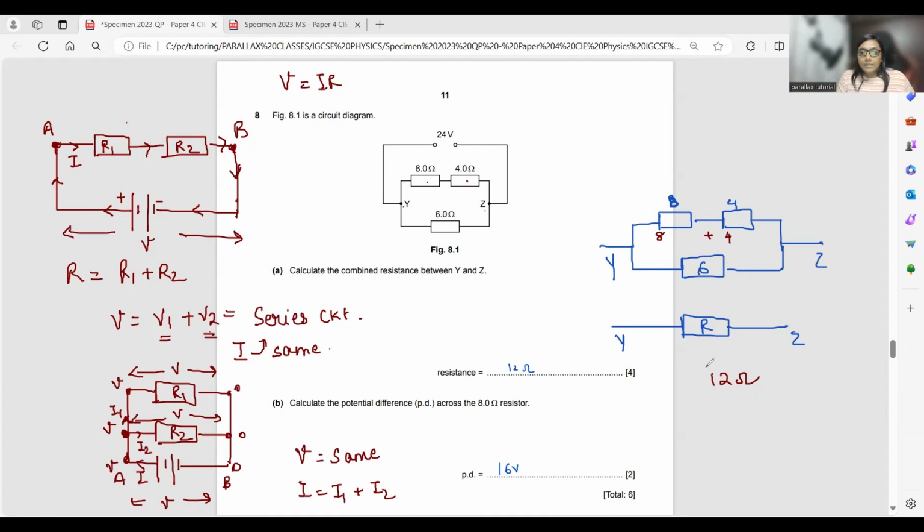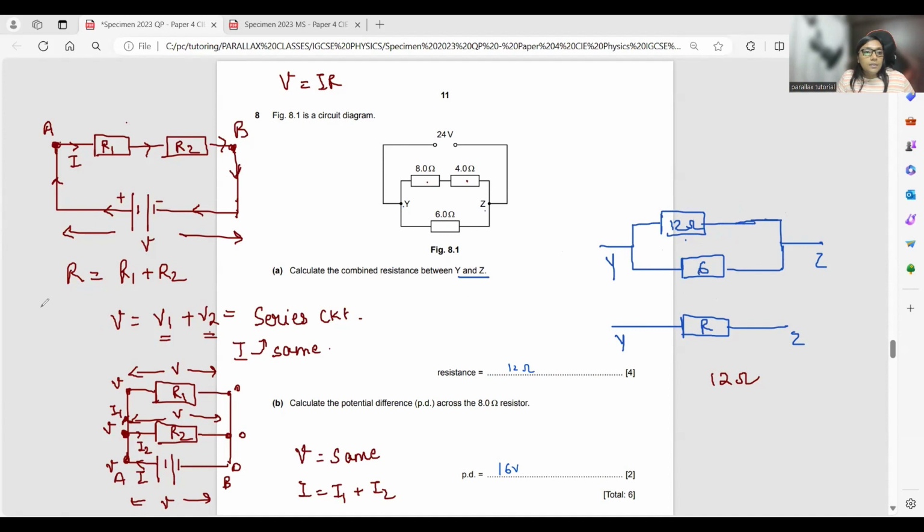Let's apply this concept. So we already got the equivalent resistance for 8 and 4. We got it as 12. Let's put it down over there. So 8 and 4 is 12 ohms, right? And then we have a 6 ohm connected to this 12, right? And it is connected in parallel. We are supposed to find the combined resistance. So therefore, 12 and 6, right?